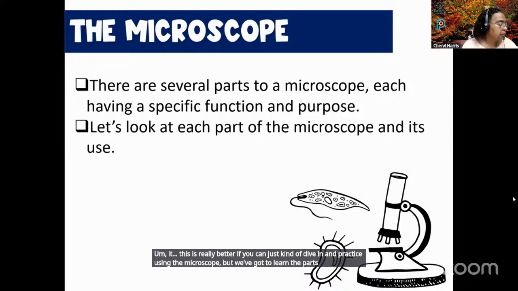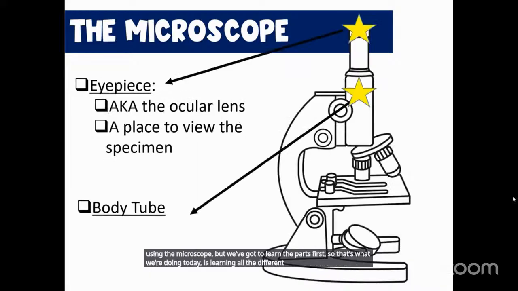So that's what we're doing today, is learning all the different parts of the microscope. Now I have a diagram here, but not all microscopes are made the same way. So just keep in mind the coarse adjustment knob on this image might be in a different place than the actual microscope that you use in the classroom.